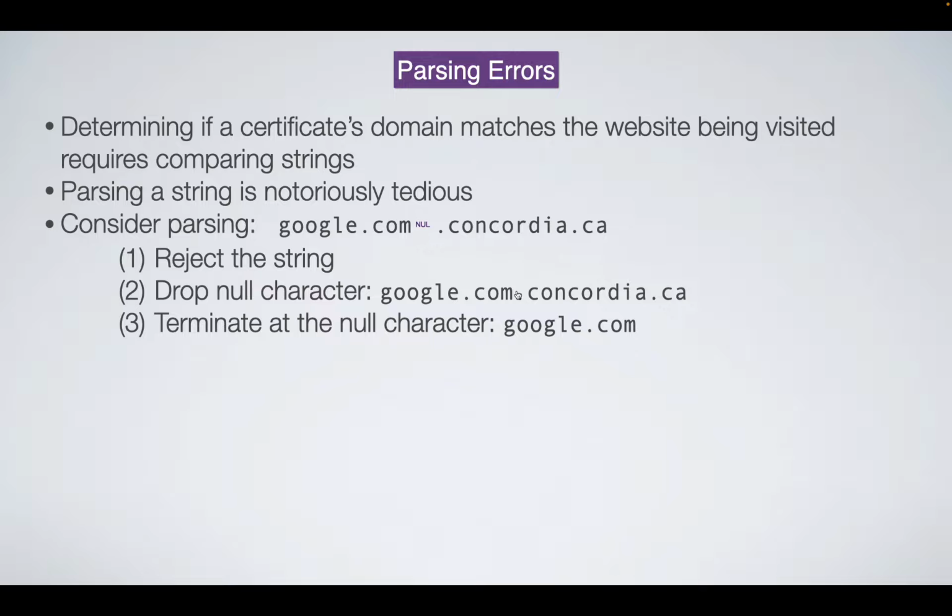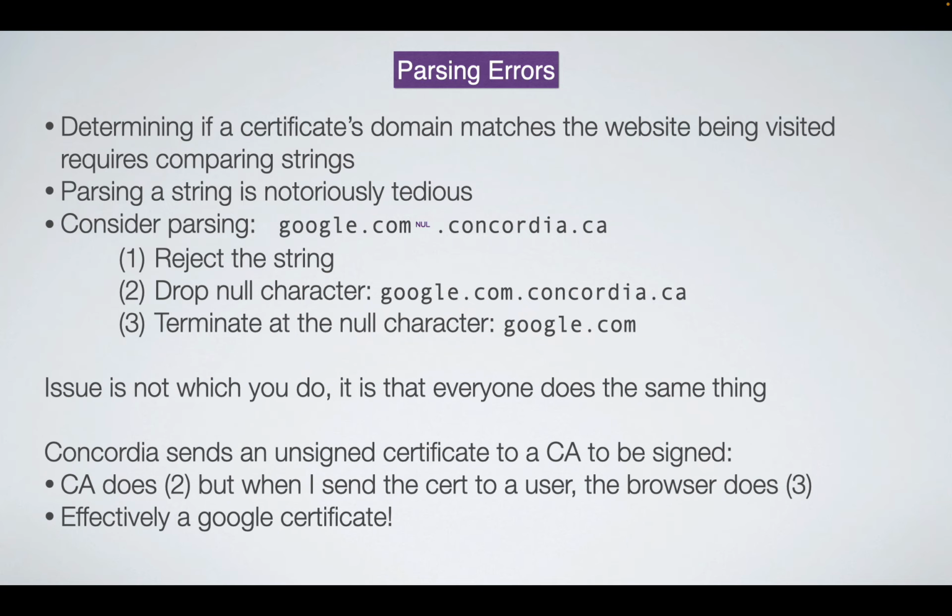There's nothing wrong with it. It looks weird, but com can be a subdomain of Concordia. So it's really google, a subdomain of com, which is a subdomain of concordia.ca. So this is a concordia.ca domain with two subdomains. Or you can terminate it at the null character, in which case you get google.com. So problems are, first off, there's no right or wrong thing.